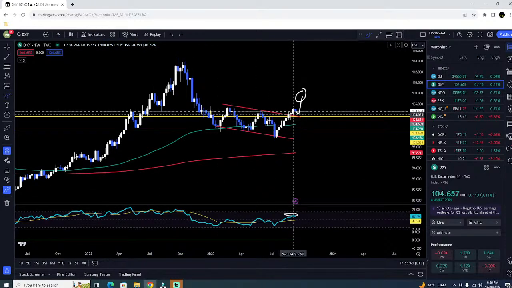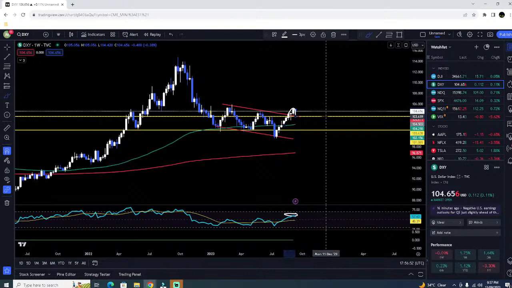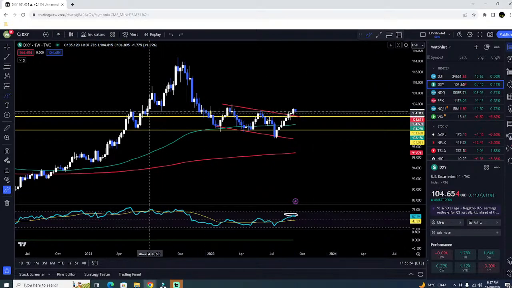So we have to be very careful that this is a market structure that was there since the start of the year, and my dollar index is trying to break this structure. That is why it is very important that we keep a close eye on this. Now let's see what happens in these two ranges.